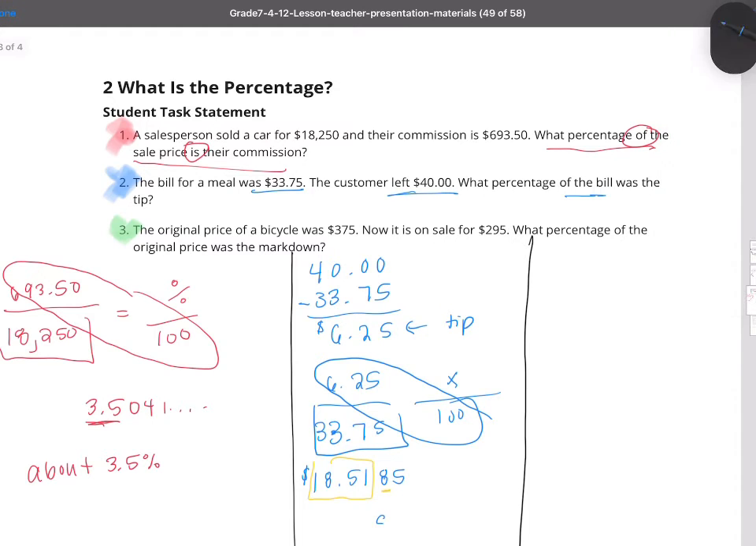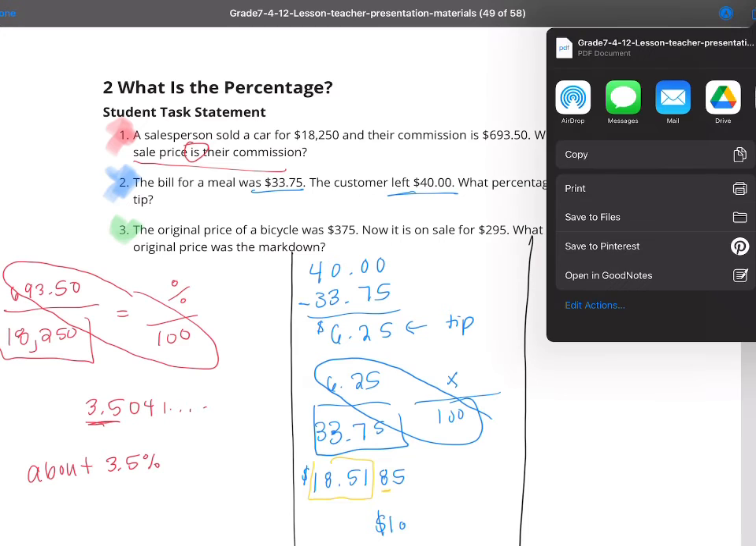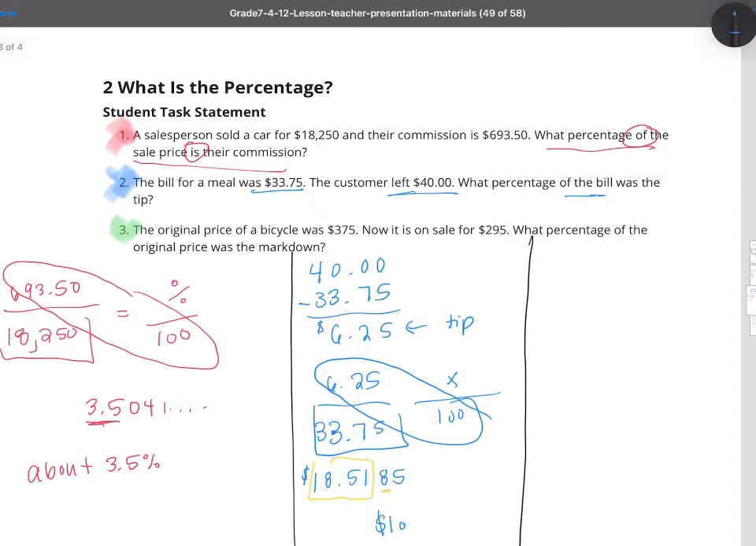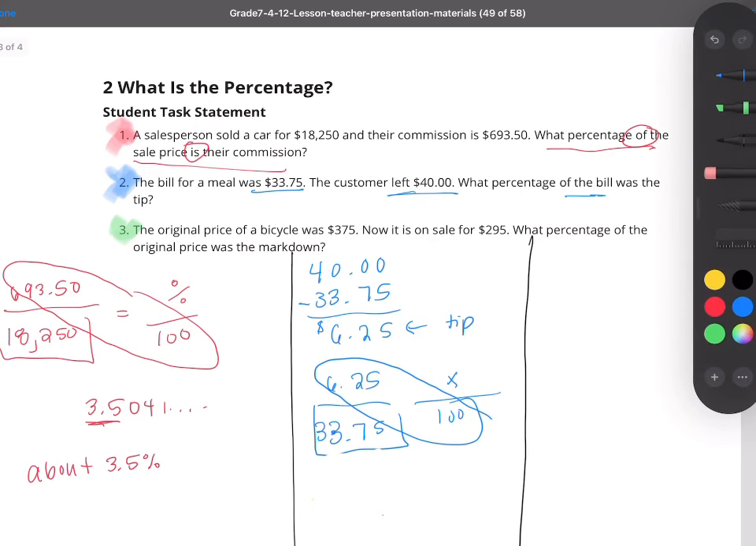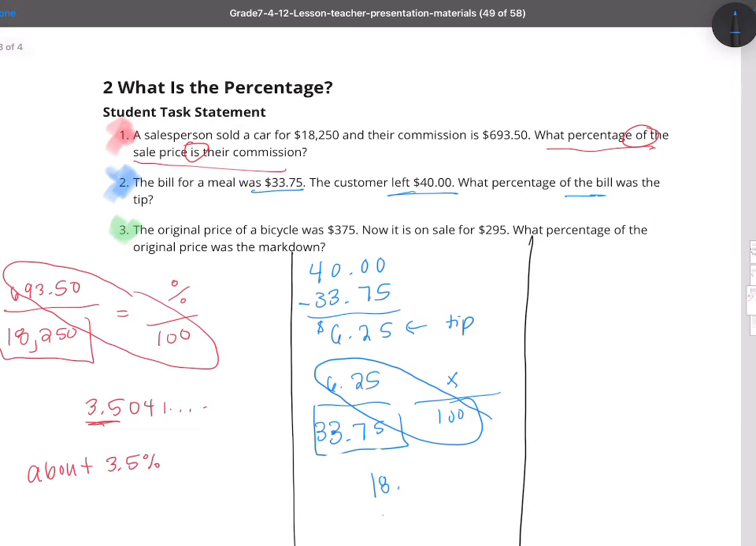Oh, I'm sorry about that. We're not dealing with money. We're dealing with percentages. Let me erase that. If we were dealing with money, we'd have to round to the nearest hundredth. But we're talking about percentages, so it should be 18, and let's do about 18.52%. If you wanted to round it to 18.5, that's pretty fine with me, because if we were dealing with money, we would have had to round to the nearest hundredth, but we're not. Okay.